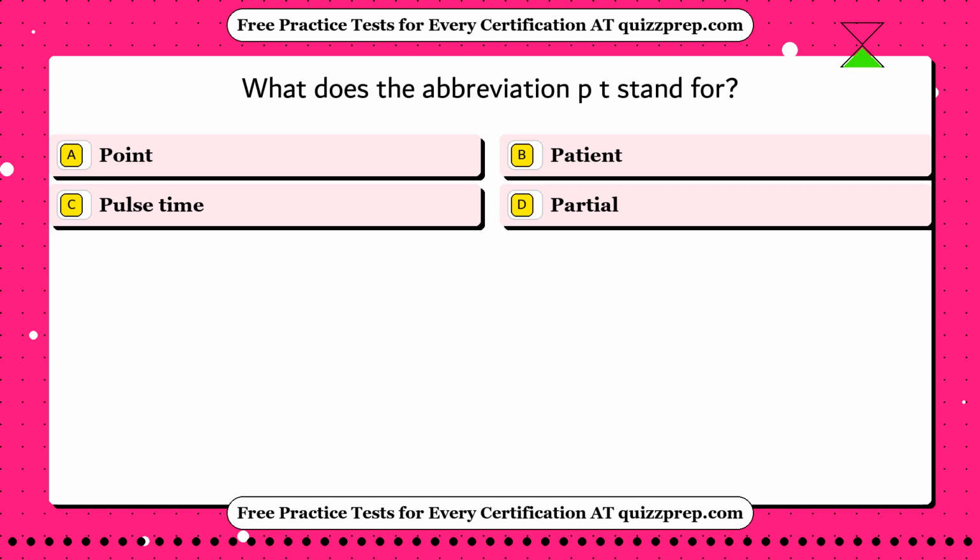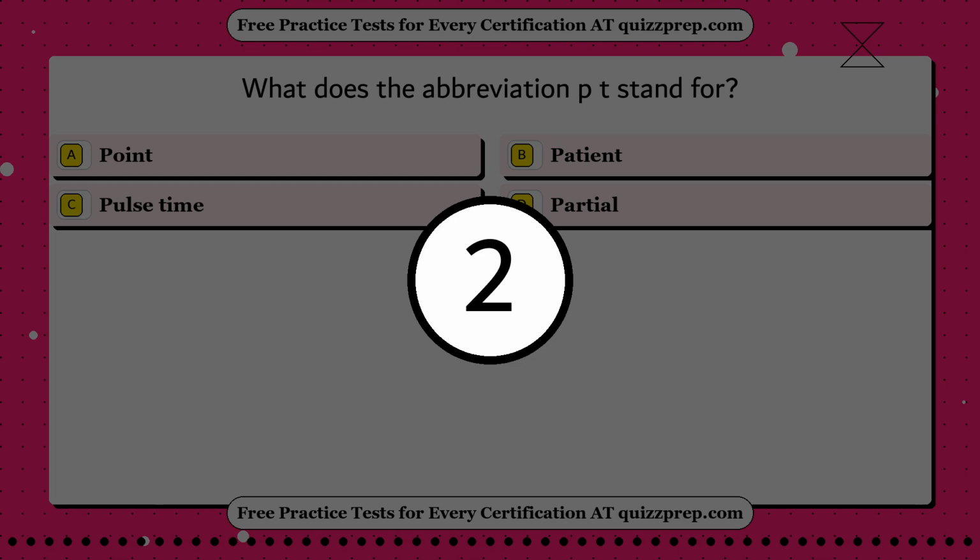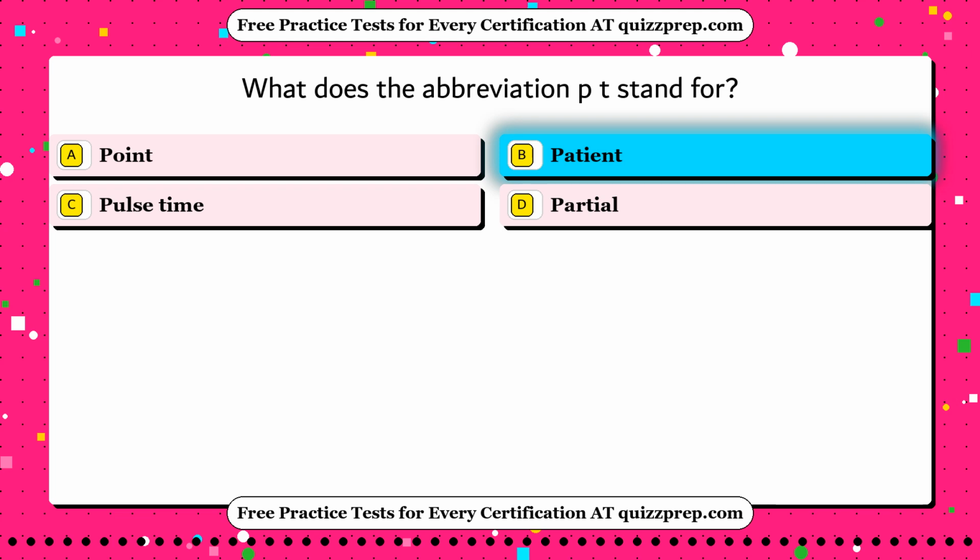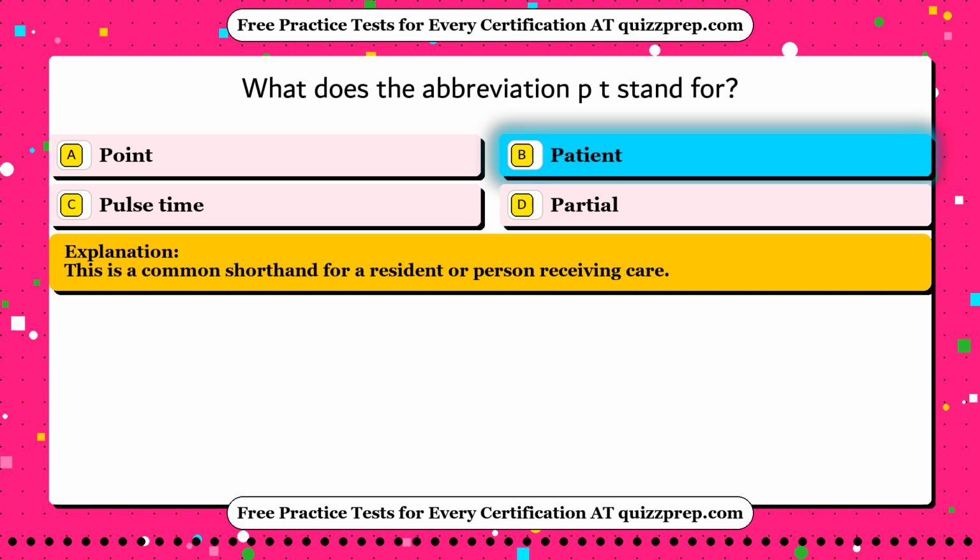Question 96. What does the abbreviation PT stand for? Option A, point. Option B, patient. Option C, pulse time. Option D, partial. The correct answer is option B, patient. This is a common shorthand for a resident or person receiving care.